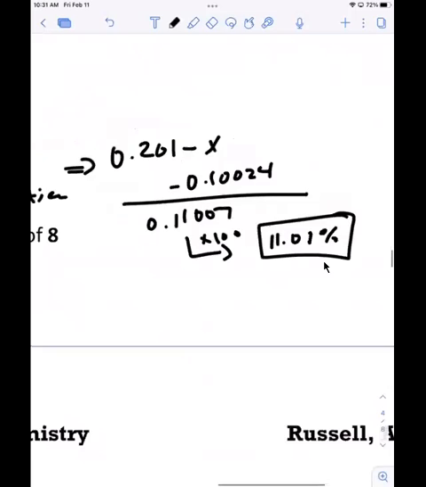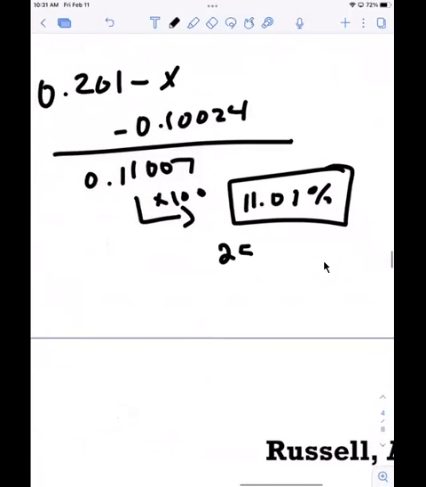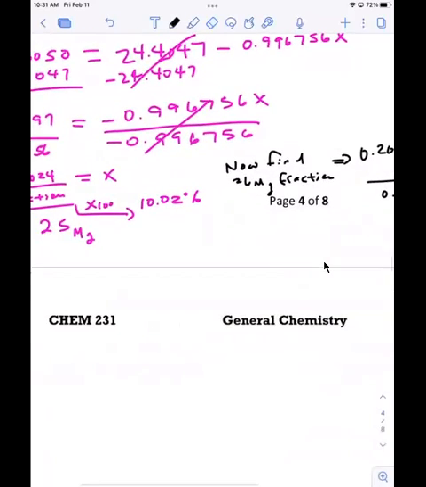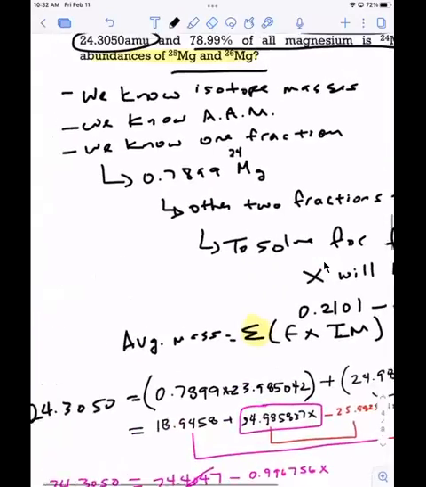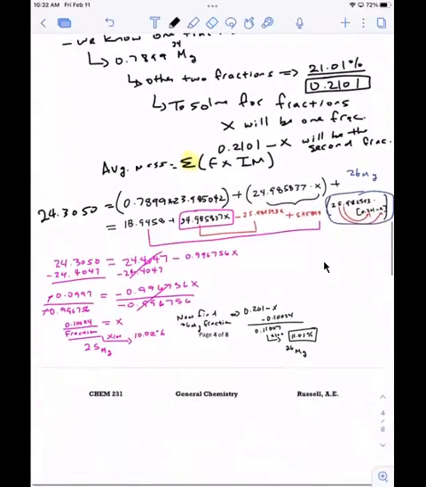Right, so that's 11.01% for the magnesium 26 isotope, my bad, and then 10.02% for the magnesium 25. We can round that down to 10 and 11, and that should give us 100% if we take all those numbers and add them together.